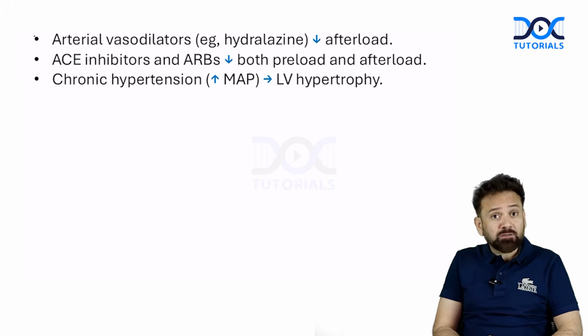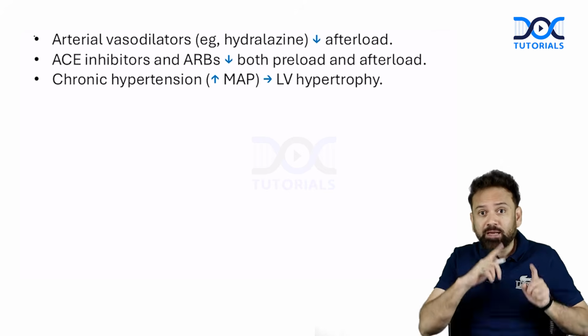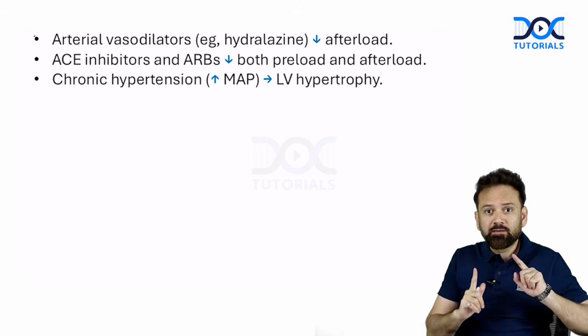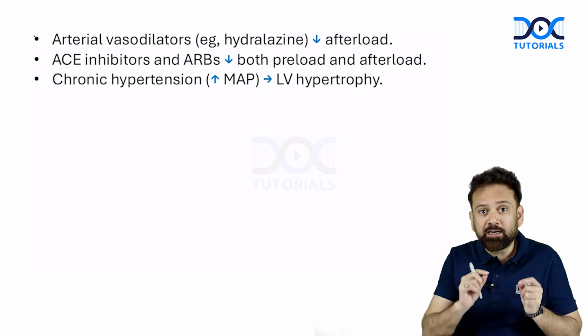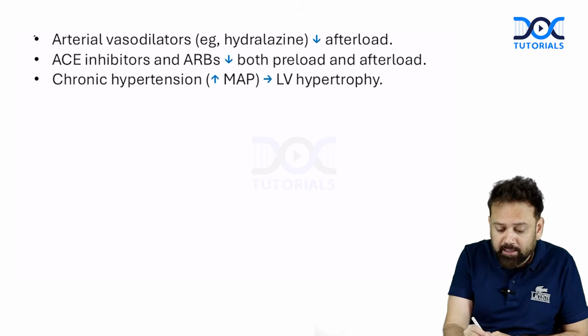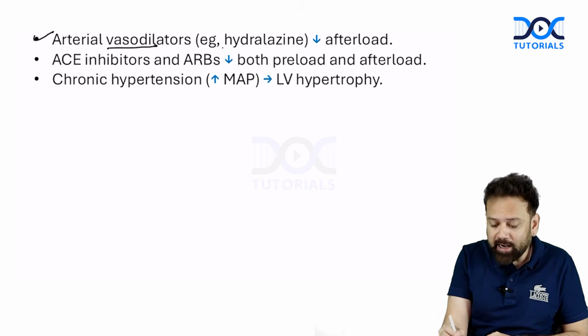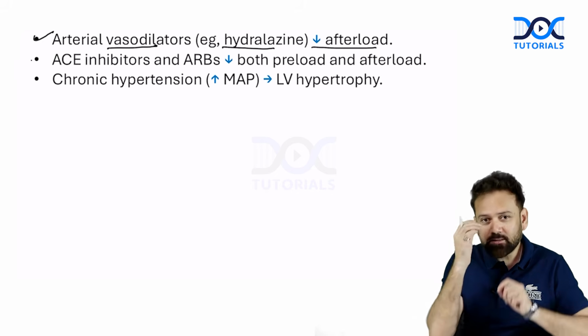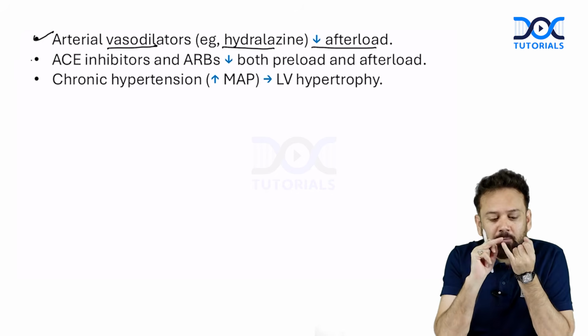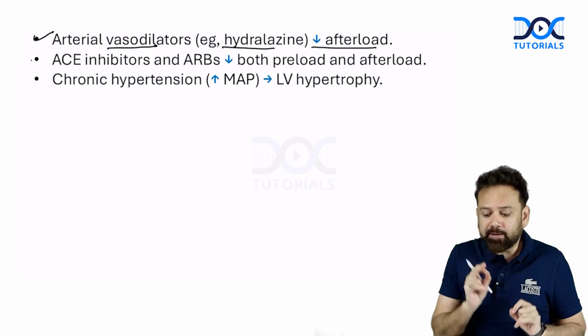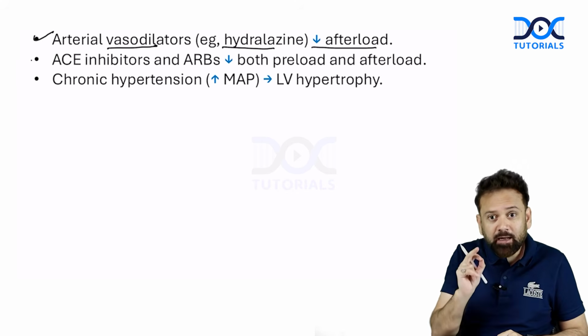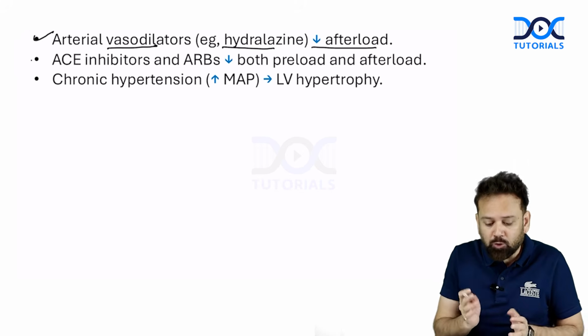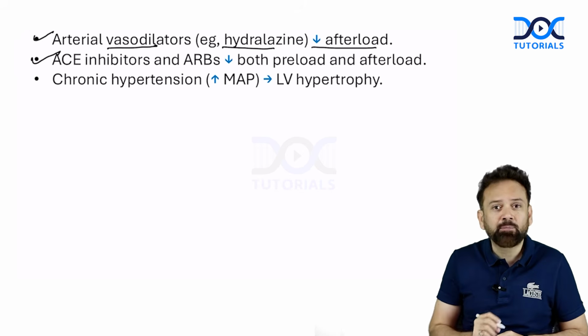Arteriovasodilator, venous vasodilator, by decreasing the preload. Clear? Nitroglycerin. This is a wonderful question which is integrated with your pharma. Arterial vasodilators like hydralazine, they are decreasing afterload. On the other hand, see how beautifully they have explained everything. Preload decreased by vasodilator, nitroglycerin. Afterload decreased by hydralazine. And if you want to decrease both preload and afterload, give ACE inhibitor and ARB.